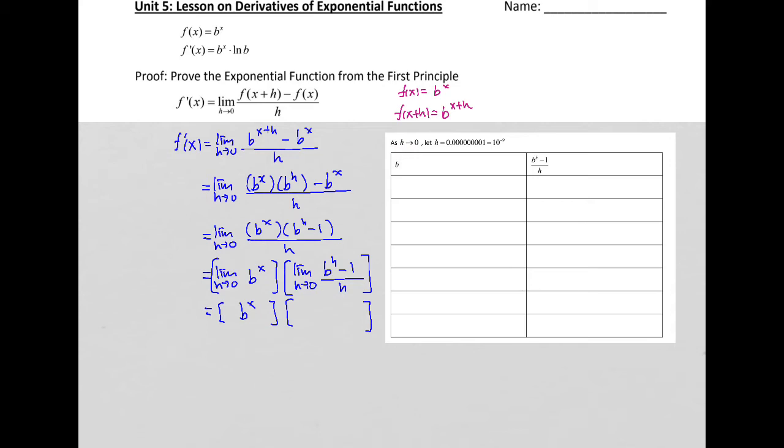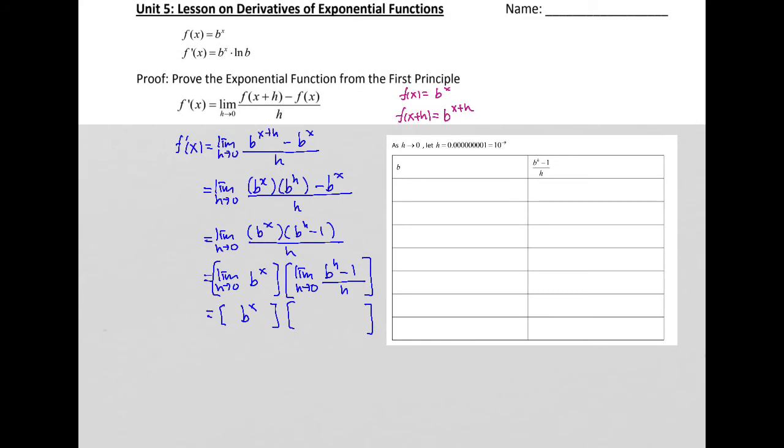The first base I'm going to use is not going to be 1, because if b equals 1, the function will be 1 to the exponent x. And we know when the base is 1, it's actually a horizontal line. That's not an exponential function anymore. So the first b value we're going to substitute in will be 2. Now let's put 2 into b and put it on the calculator. Let's see what the calculator gives us.